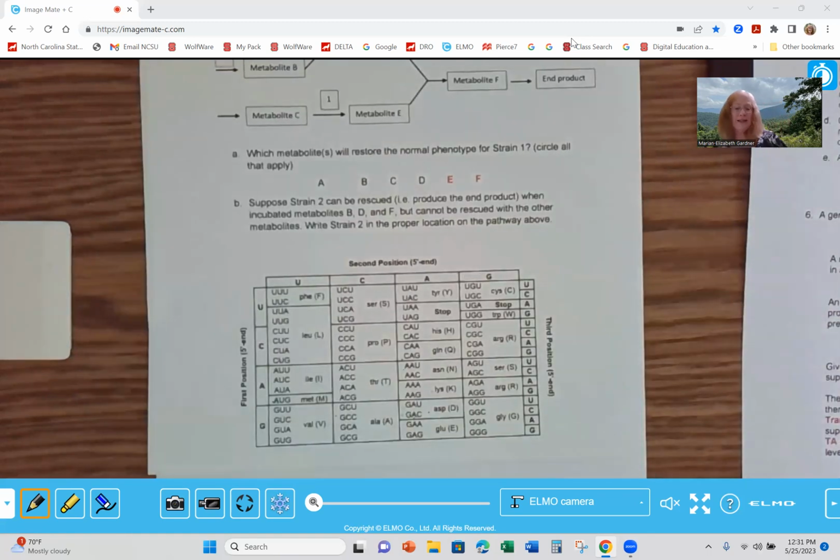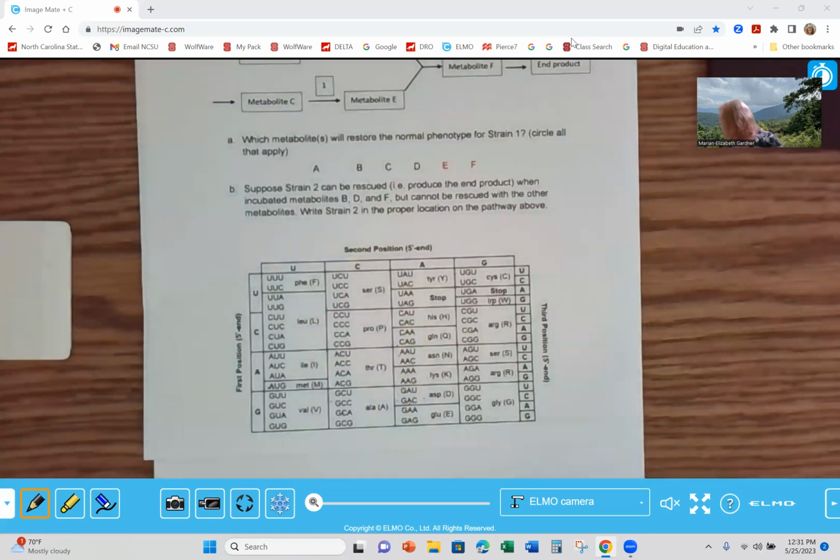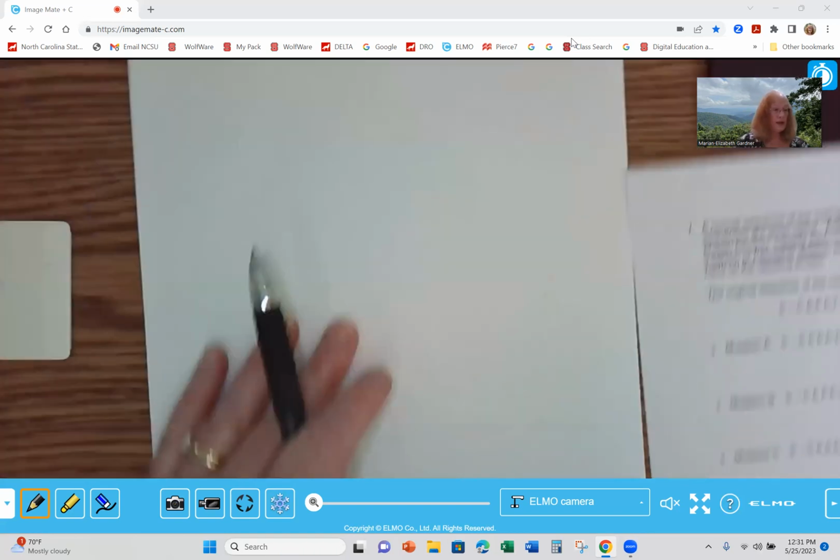I encourage you to practice these. They start coming a lot easier as you practice them. Let's see, I think there's one more page of these. There is one more page. This one's kind of long.